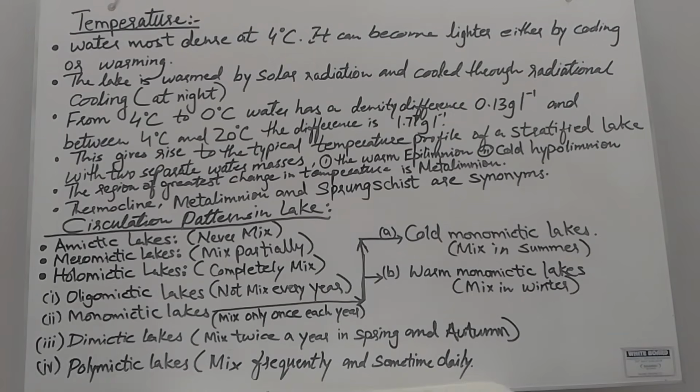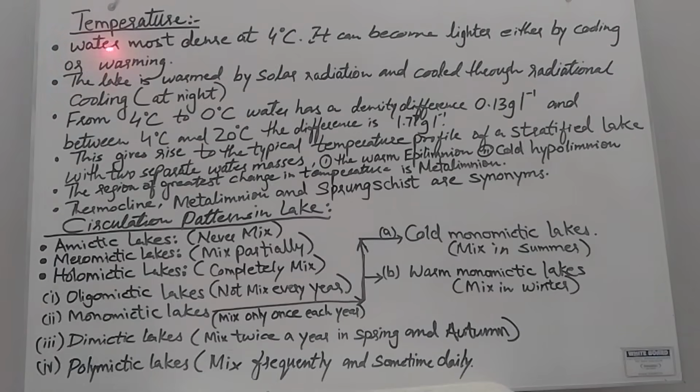Today's topic is temperature. On the basis of temperature, how the water in the lake circulates, meaning the upper water comes down or the lower water comes up. So on the basis of temperature, as temperature is the most important factor, it depends on the sunlight.